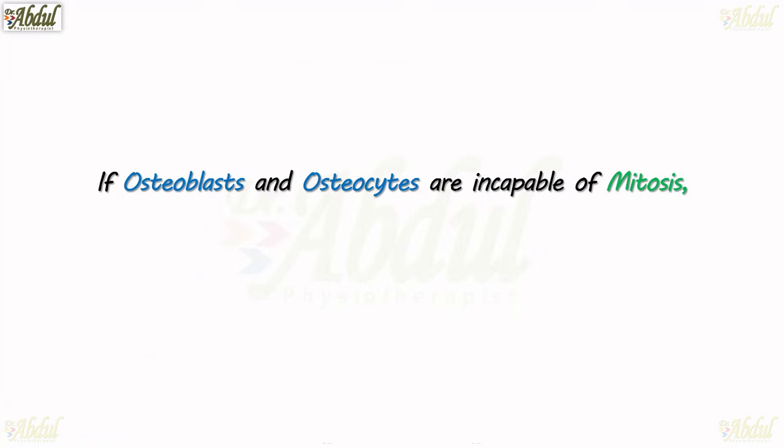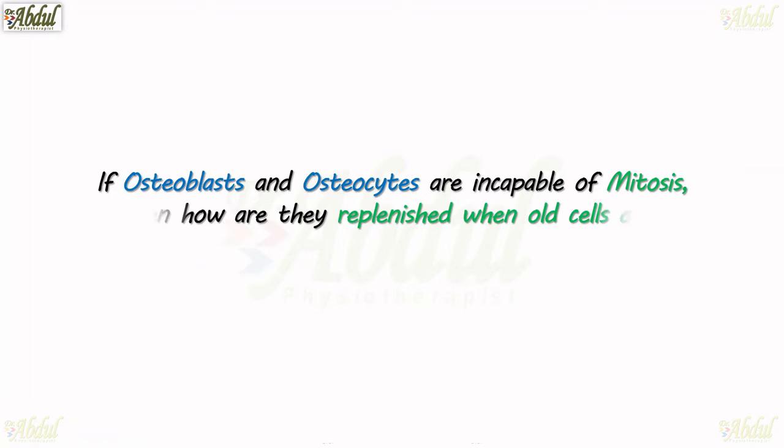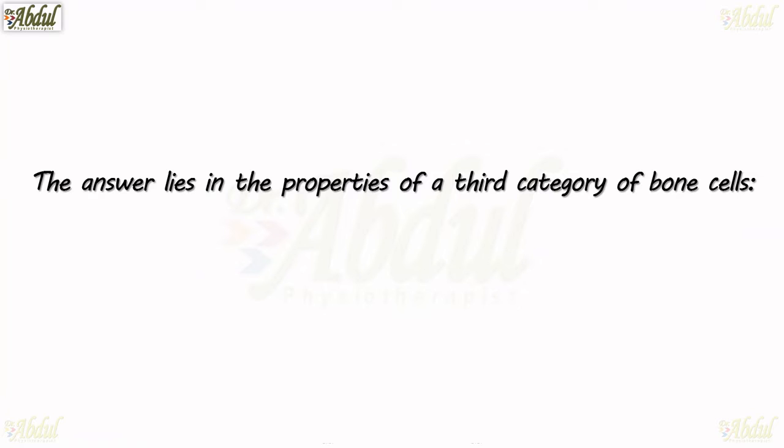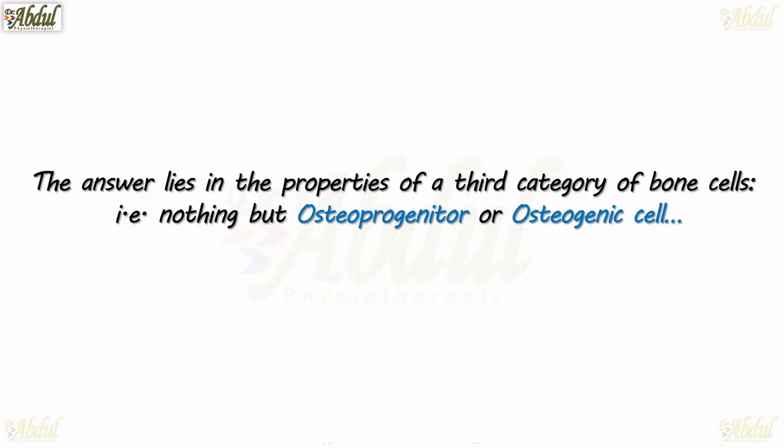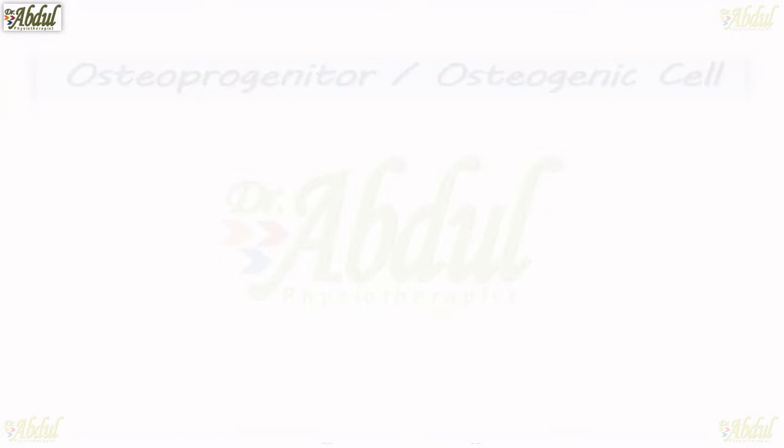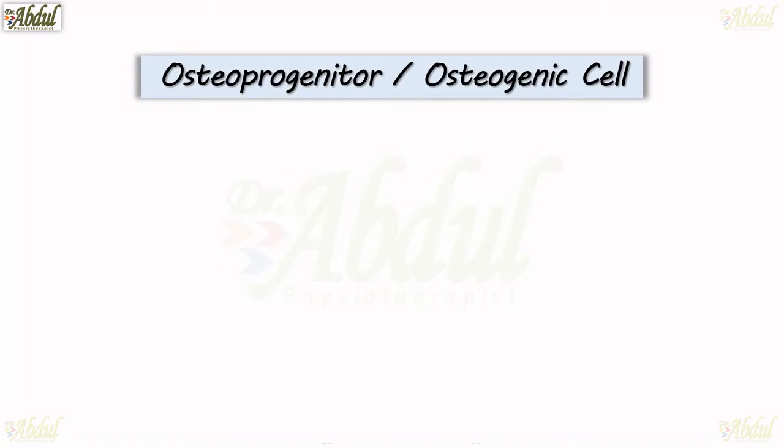If osteoblasts and osteocytes are incapable of mitosis, then how are they replenished when cells die? The answer lies in the properties of a third category of bone cells, that is osteoprogenitor or osteogenic cells. Let's see what they are.